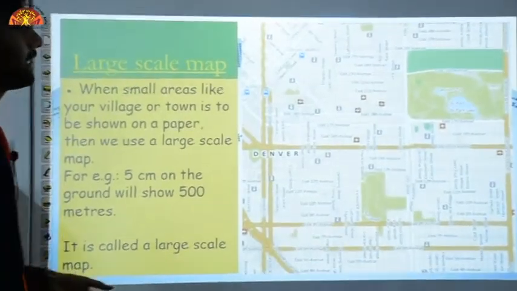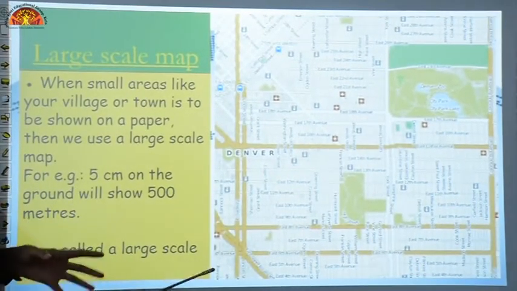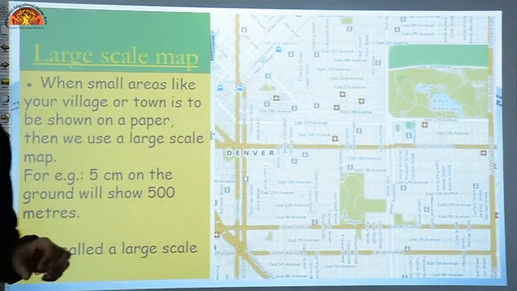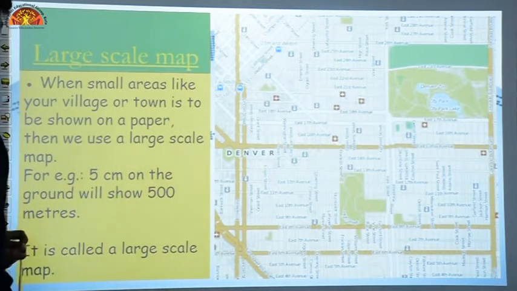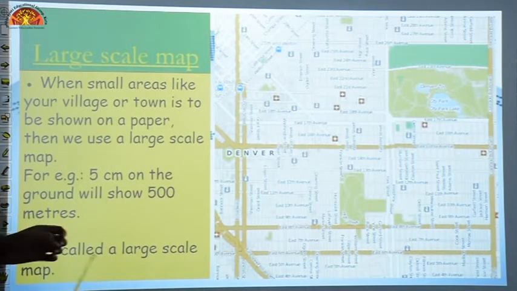Next comes the large scale maps. When small areas like your village or town are to be shown on paper, you don't want to show a country or a city, you just want to show a small area like your town or village. We use a large scale map. In this one, 5 centimeters on the ground will show 500 meters.